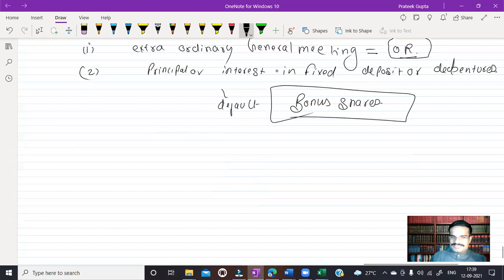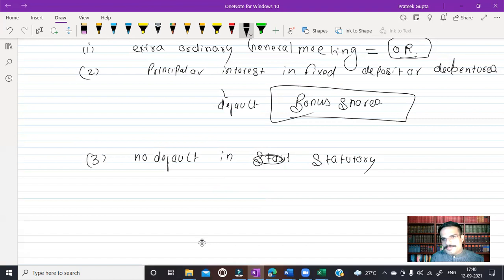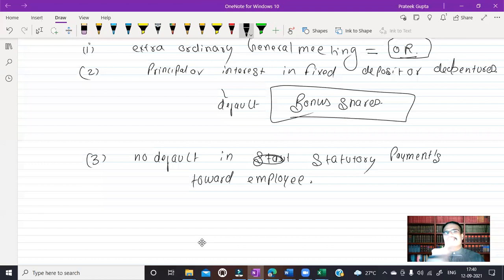The third thing that you will check: no default in statutory payments towards employees. It means, beta, the company should not make default in payment of employee provident fund, gratuity, employee state insurance, or whatever employee-related law there is. If they have defaulted, beta, the company cannot issue the bonus shares in that case.